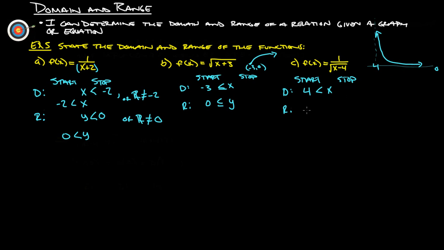And then the y, the range, the lowest this thing ever gets is at 0. And the highest, it doesn't have a highest ever, so this is going to be y is greater than 0. But it never actually hits 0, so that's why we don't have the equal sign underneath it, okay? Okay, domain and range. That's a little bit of a tricky concept there.